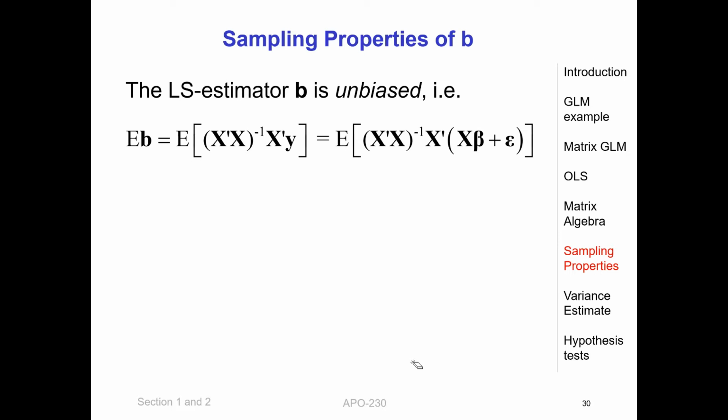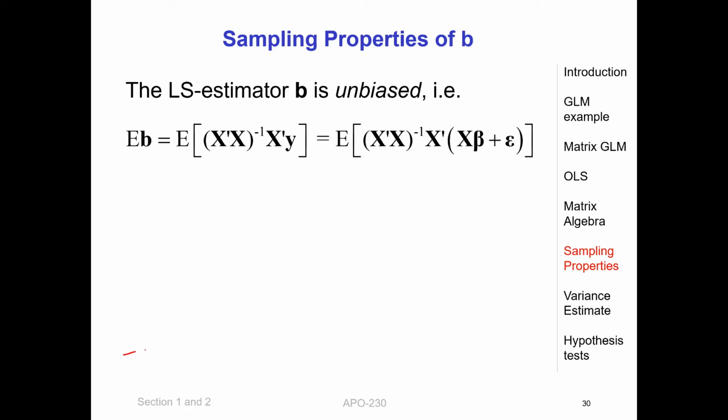So the first property is unbiasedness. So the least squares estimator B is unbiased. And what does that mean exactly? Meaning, when you repeat the estimating procedure on many different random samples, like I just said, then you can expect that the average estimate you get from these samples is equal or very close to the true parameter beta.